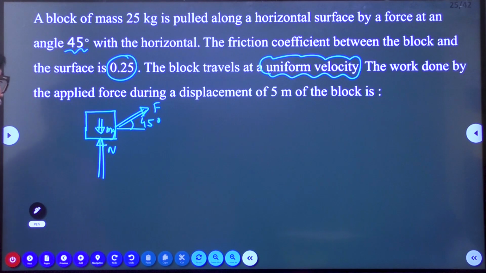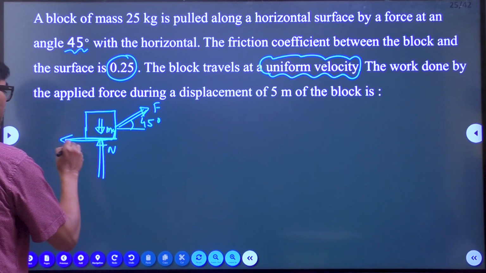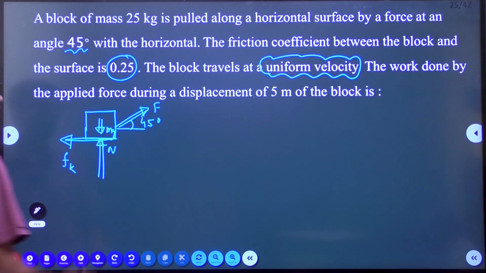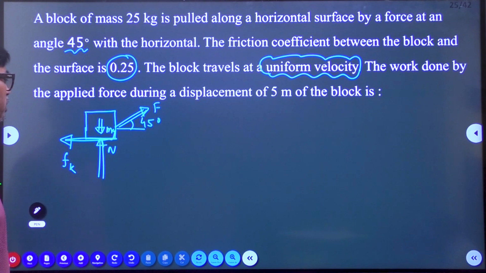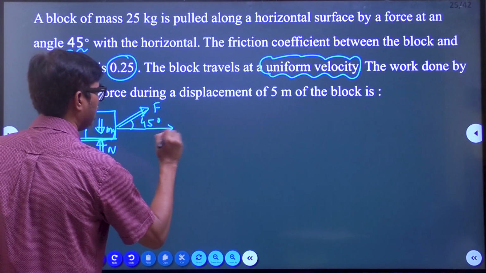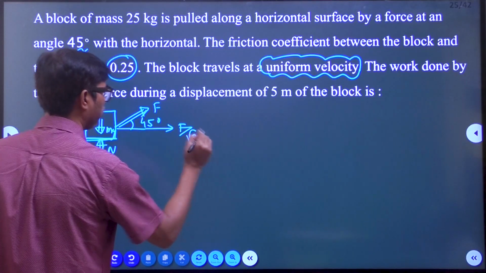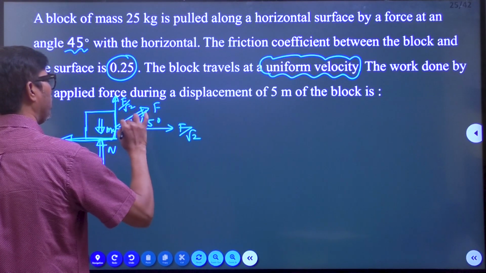Not directly, indirectly. And then there will be kinetic friction here because it's sliding. So you will have kinetic friction here. Anyway, net force is 0 because it's going at uniform velocity: vertically net force 0, horizontally net force 0. So if I resolve this F in this direction, I'll have F by root 2, cos 45. In this direction also F by root 2. So F is no more.